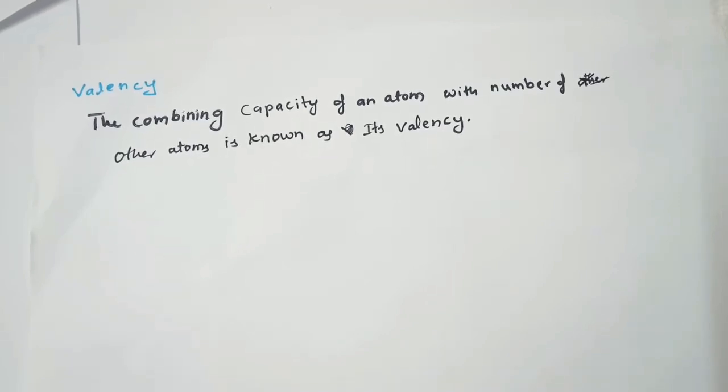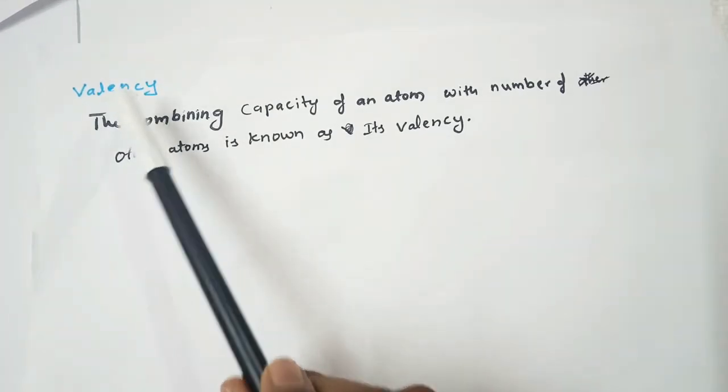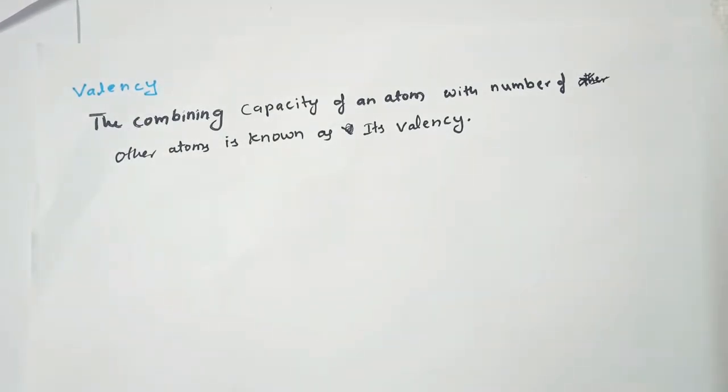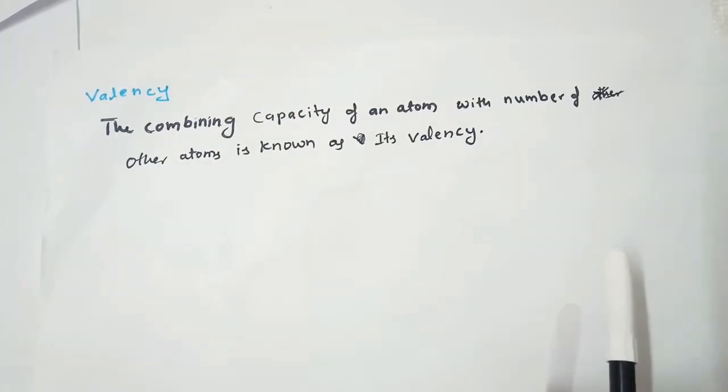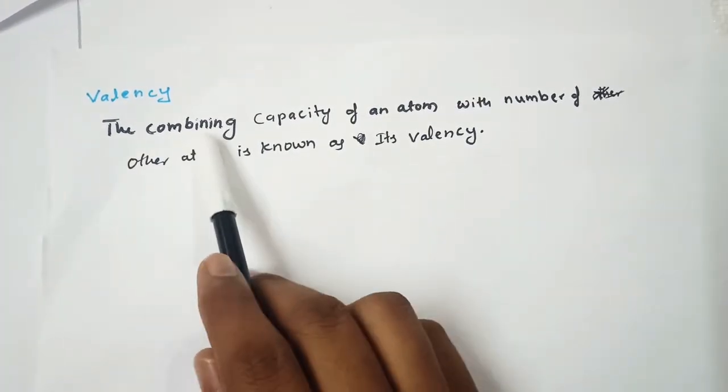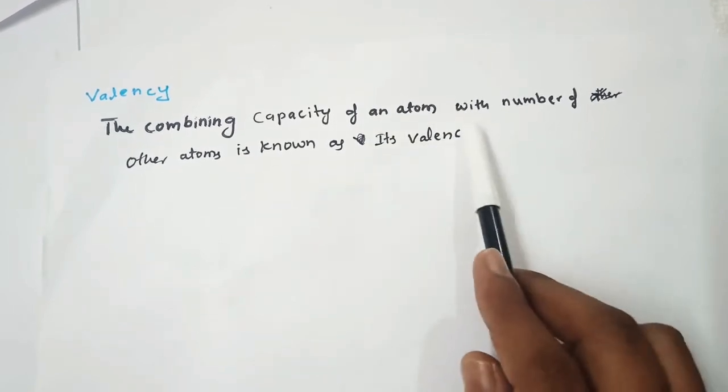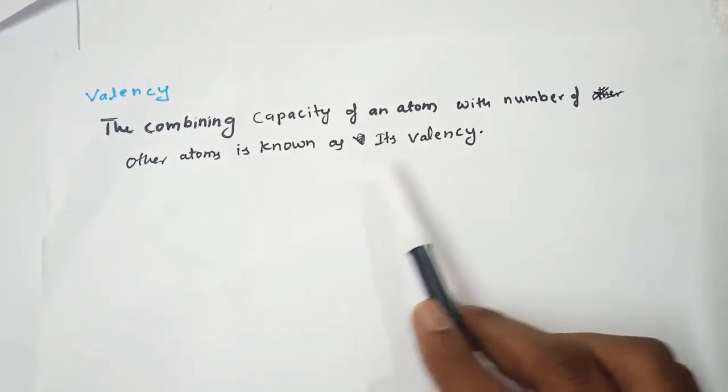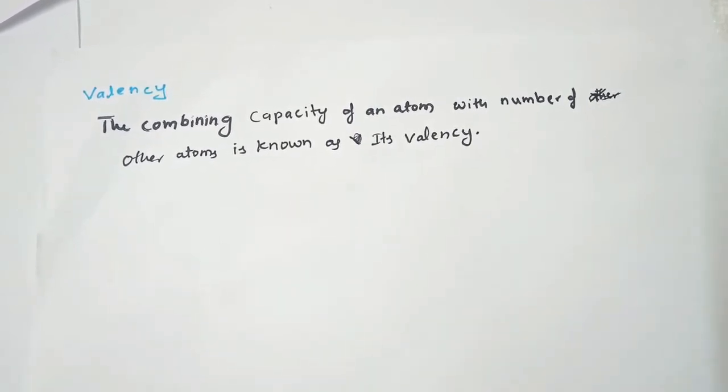Hi guys. So in this session we are going to learn the definition of valency and some examples as well. So first look at the definition. The combining capacity of an atom with a number of other atoms is known as its valency.